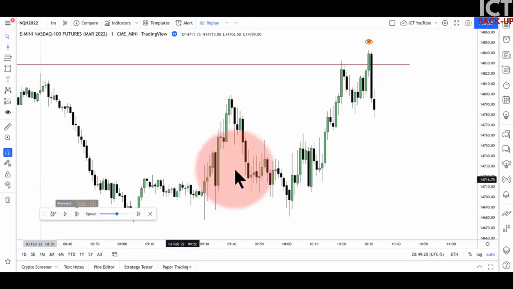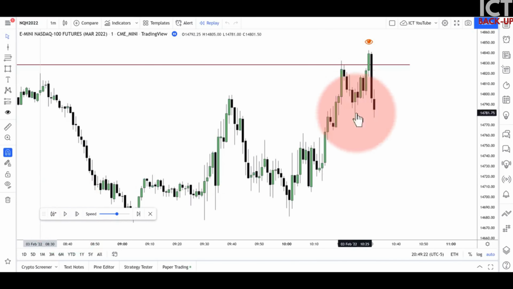Right there. We went below it after taking out the high. Here's your number 1 candle, the number 2 candle, and the number 3 candle. So there's your gap right in here.